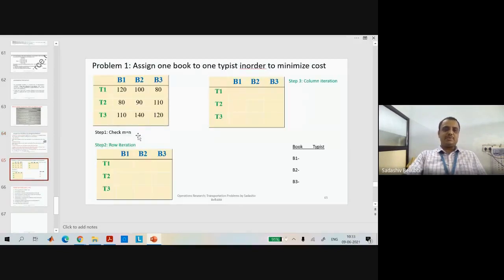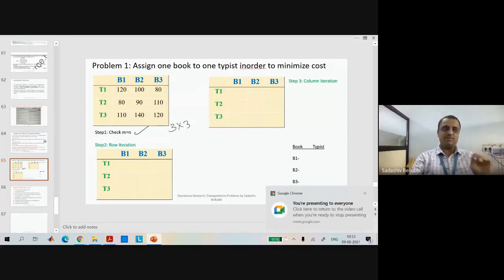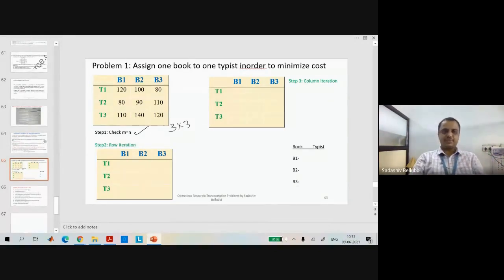Okay, what is step number 1? We need to check the number of rows and number of columns. What is the order of the matrix? Here it is 3 cross 3. It means whatever problem they have given is already a balanced assignment problem, so we can proceed. Okay, step number 1 is clear. If it is not equal, then you need to add a dummy column or a dummy row in order to make it a square matrix.